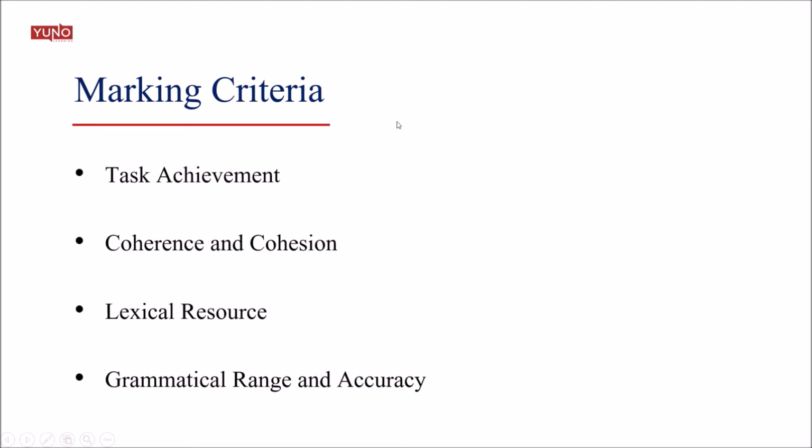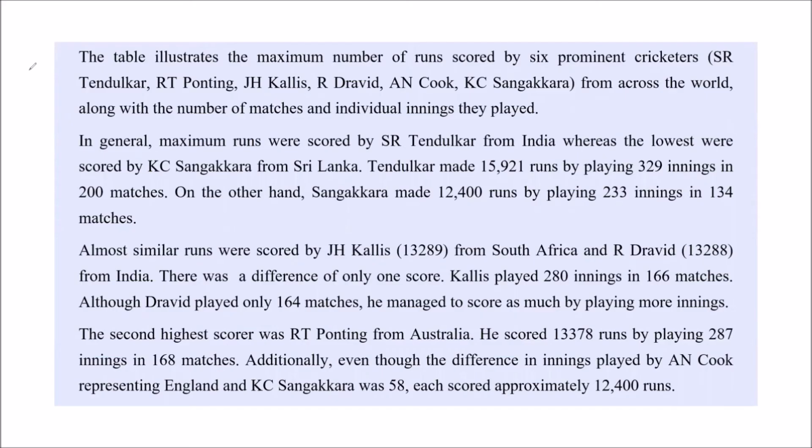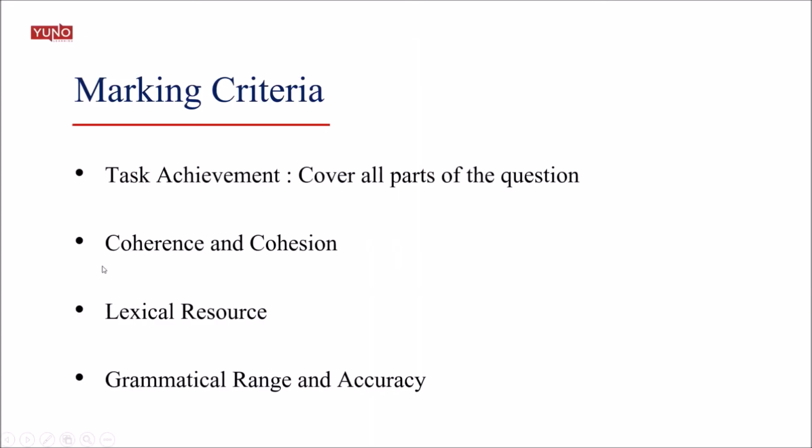The examiner, while assessing your writing response, is looking for 4 main things in your writing: task achievement, coherence and cohesion, lexical resource, grammatical range, and accuracy. Task achievement means whether you covered all parts of the question. So when the examiner looks at your answer, they see whether you presented a clear introduction, overview, and description of specific features of the table. If we look at the sample answer, there is a clear introduction, then an overview, and finally, detailed description of the data, right?